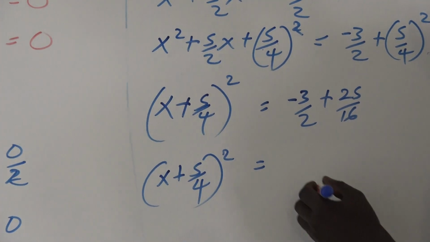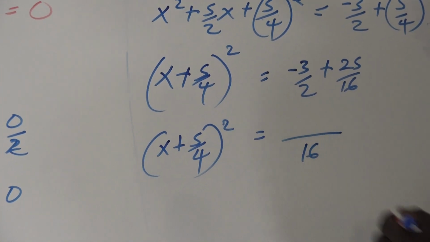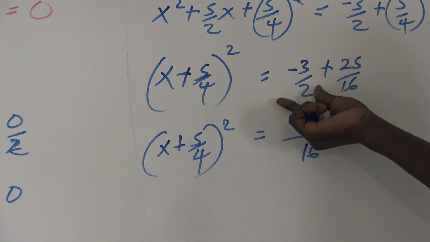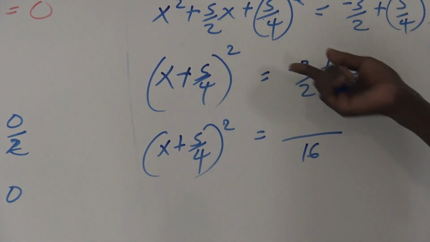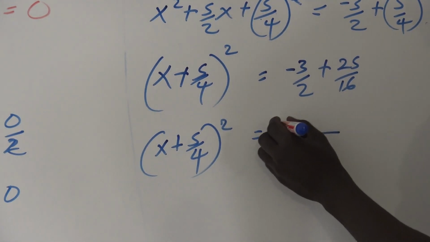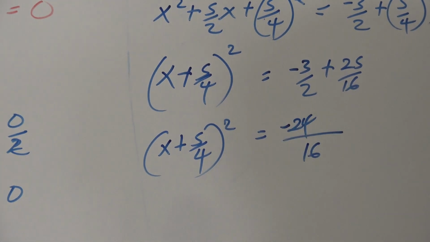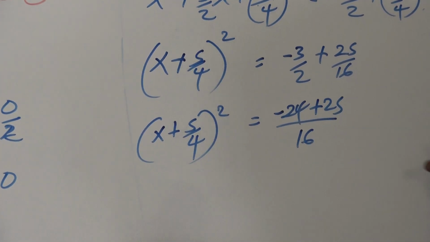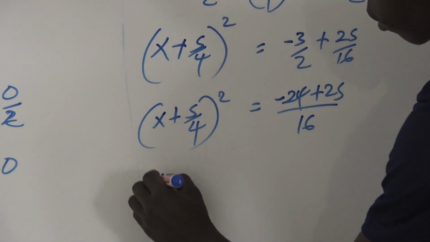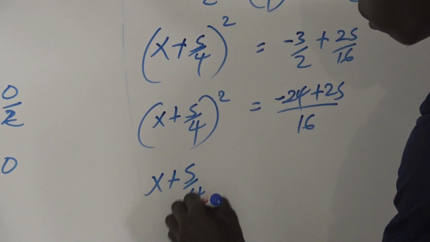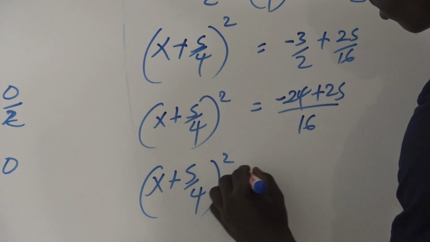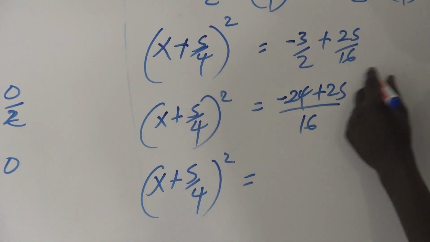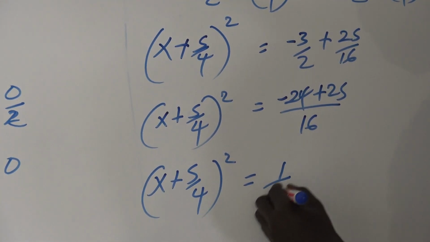LCM here is 16. So 16 divided by 2, which is 8. 8 times 3, you get a negative 24. So plus this side, which is a 25. So you remain with that x plus 5 out of 4, the whole thing squared, which will give us, this side, 1 out of 16.